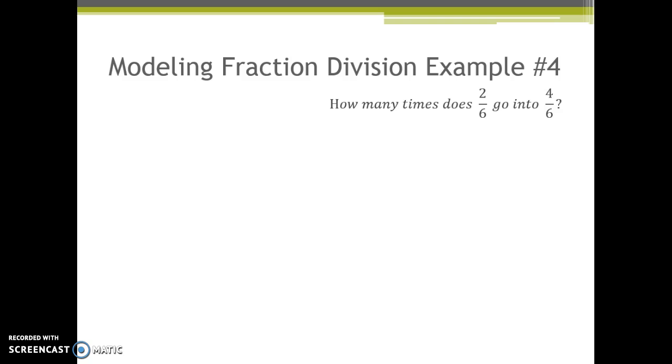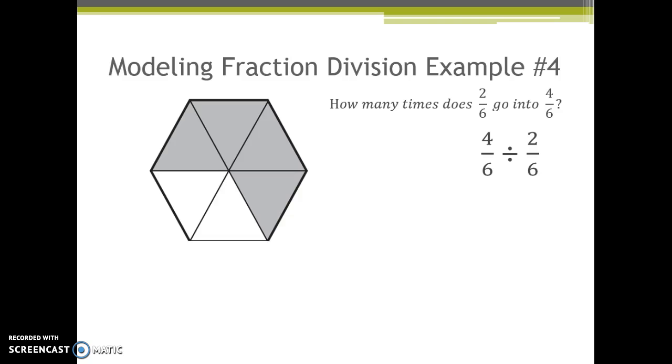And we're going to practice rewriting this as division in class tomorrow, but what it's going to look like is 4/6 divided by 2/6. So I want to find out how many times 2/6, my divisor, goes into 4/6. Now this time, like I said, I'm not going to show you a number line. I'm going to show you a picture. And this picture represents 4/6.